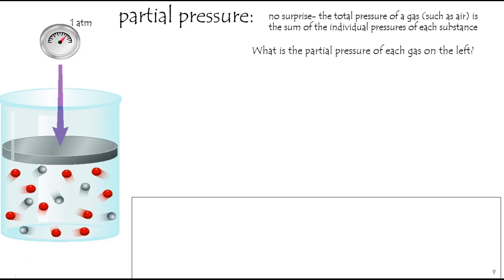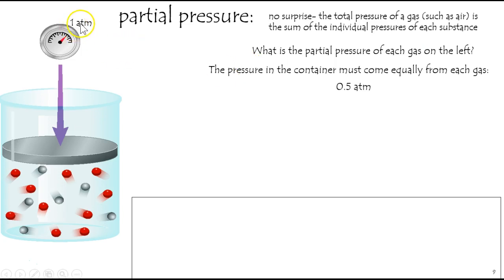So for the partial pressure of each gas on the left, if you count them up, there's an equal number of each, so the pressure is just coming half from each one. Since the total pressure is 1 atmosphere, each one's exerting half an atmosphere. Let's solve another problem. This is the general formula that we'll be using. The pressure is proportional to the mole fraction.